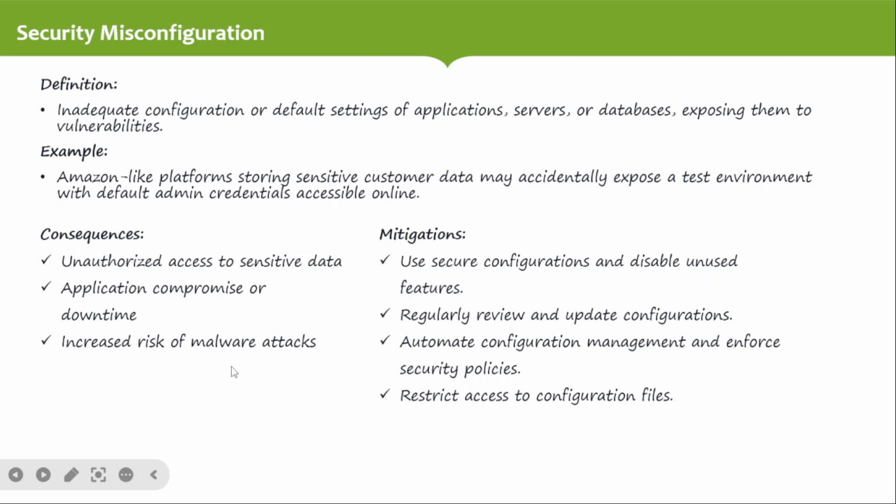So these are some consequences, and let us now see the mitigations. We need to use secure configurations and disable unused features. Whatever unused features are there need to be disabled. Then also regularly review and update configurations. This should also be done at the back end by the application team. Also automate configuration management and enforce security policies.